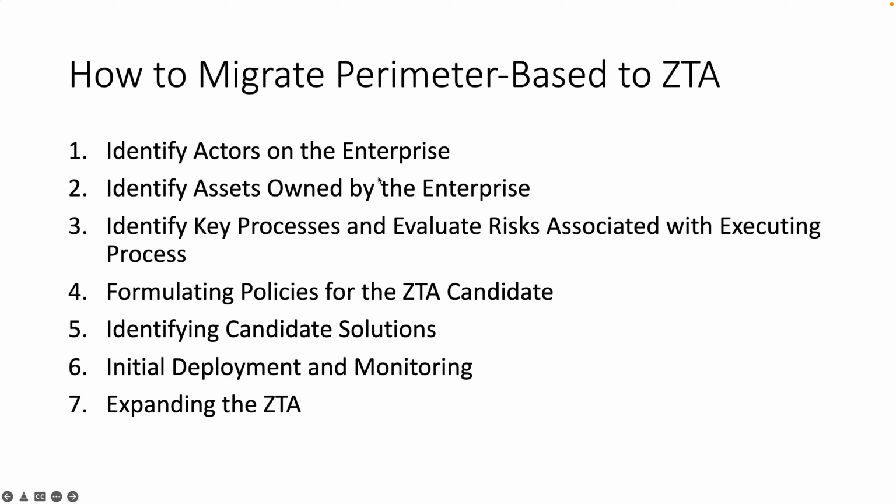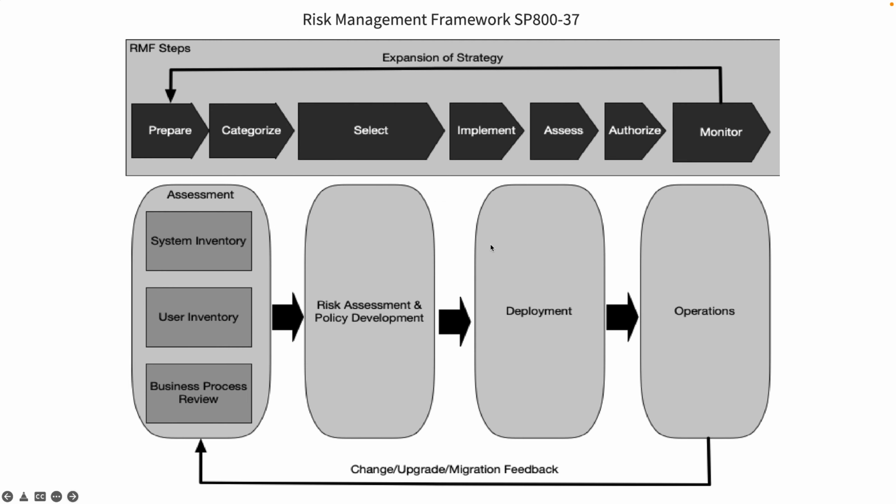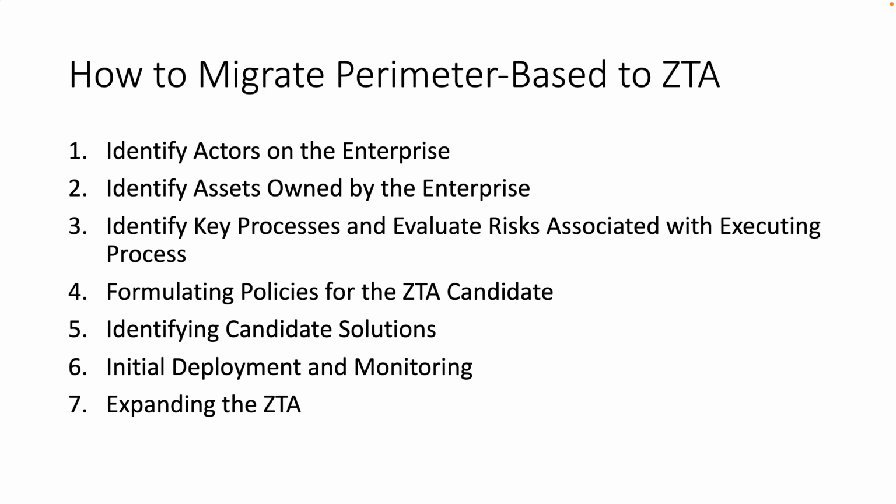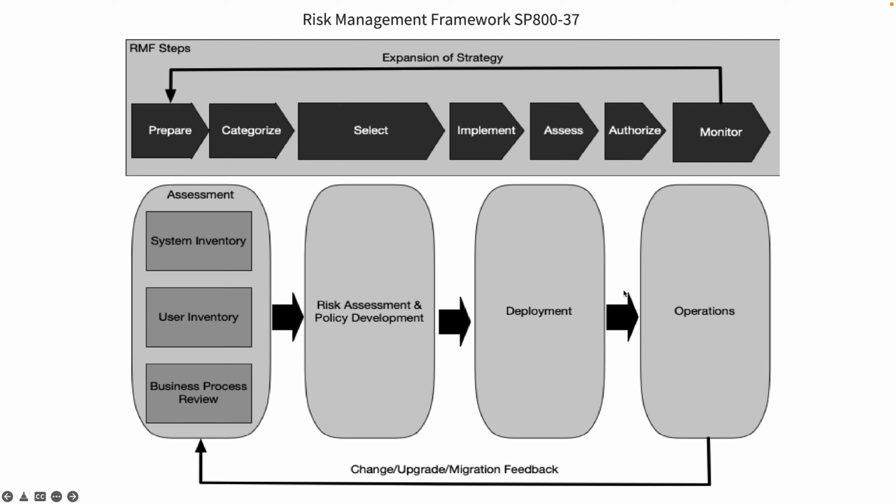Okay, now let's see how to migrate perimeter based security architecture to zero trust architecture step by step. There are a total of 7 steps to migrate perimeter based to zero trust. So NIST has a risk management framework, and this white paper has designed a zero trust architecture deployment cycle based on this risk management framework.